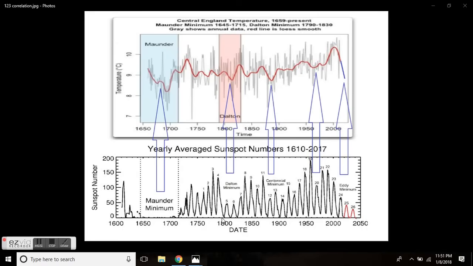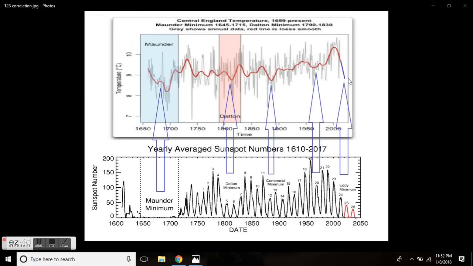And here in the Dalton Minimum, in 1780, the sun shut down. And shortly thereafter, the temperatures dropped in 1800, here at the minimum. And they stayed low for the whole Dalton Minimum of low sun activity. And they started rising in 1810 again when the sun started gaining activity. Again, the Centennial Minimum. In 1870, the temperatures began to drop as solar activity waned.